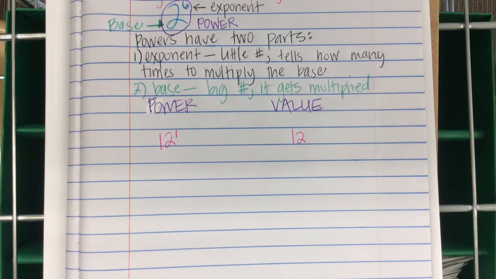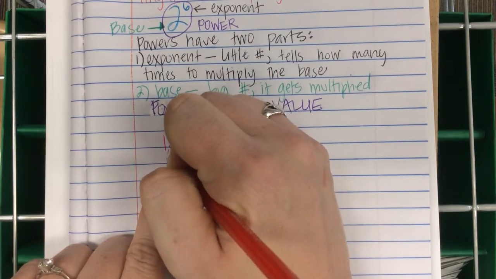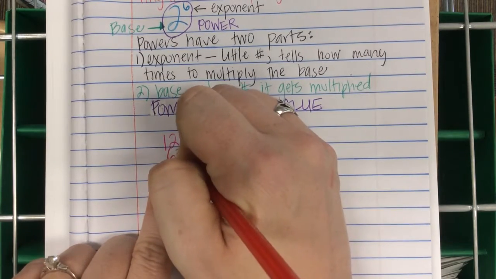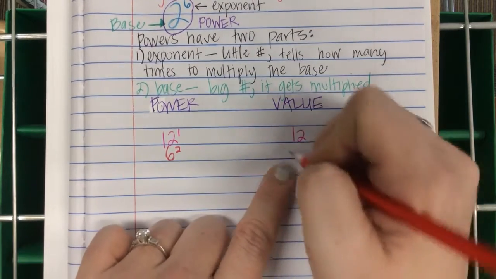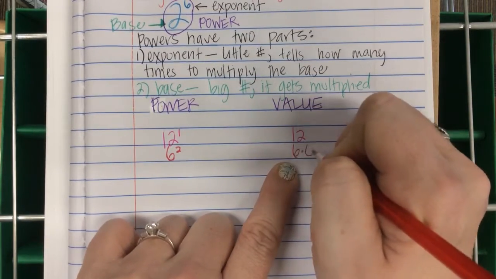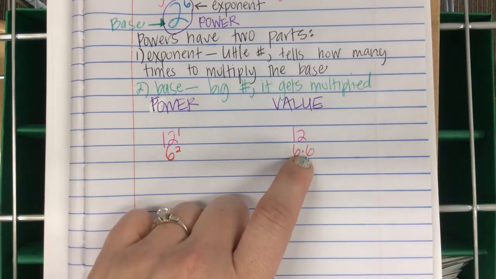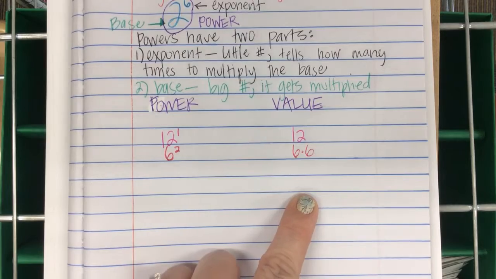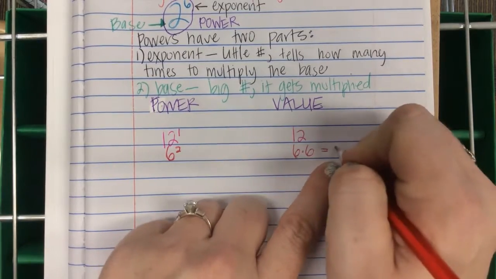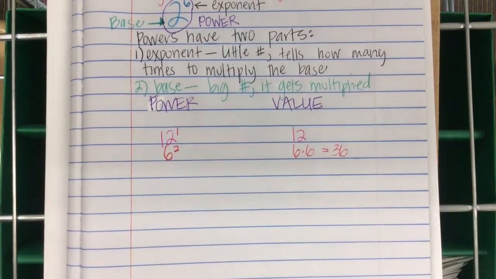Because 6 to the power of 2 means what? It means 6 times 6. 6 times itself twice. 6 times 6, 2 of them, which is simplified, Refugio, to 36.